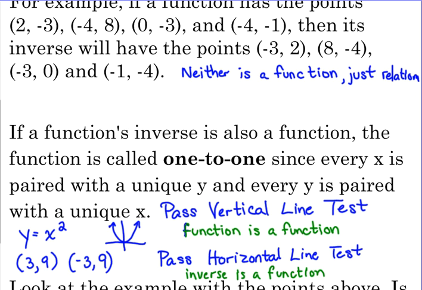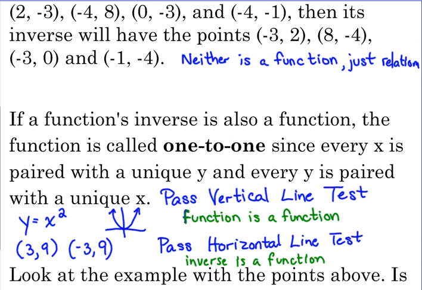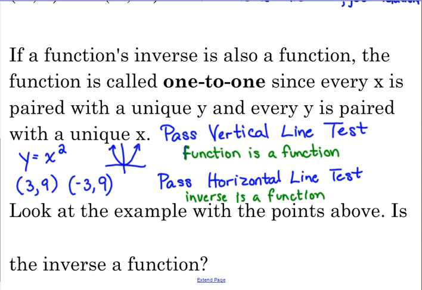Unless we restrict the domain. Okay, so if we say, let's only consider the positive x values, then we're good. The inverse would be considered a function if we restricted the domain there. Okay? All right, and we already talked about this. The points above, is the inverse a function? No, it is not. Neither one of them are a function, actually. Okay.